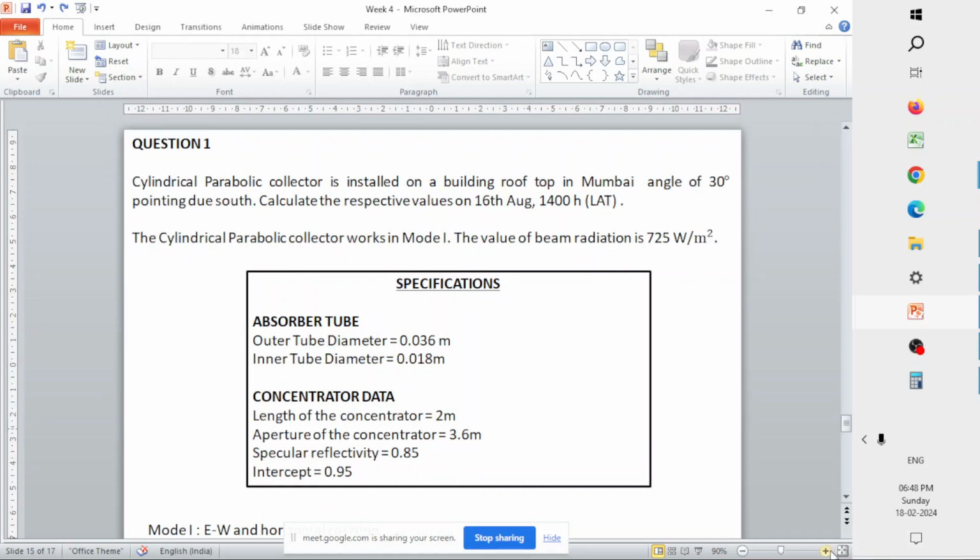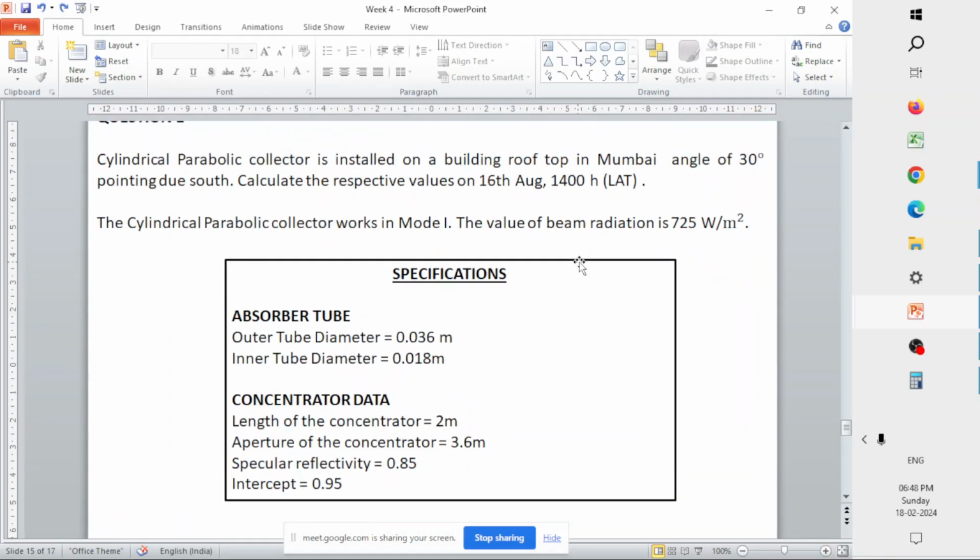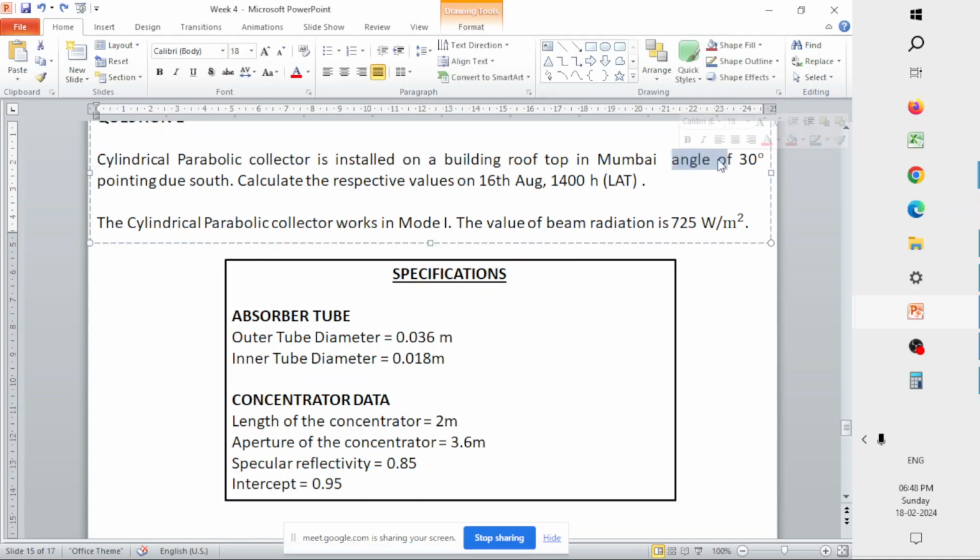So the question is, a cylindrical parabolic collector is installed on a building rooftop in Mumbai, at an angle of 30 degrees pointing due south. Calculate the respective values on 16th August, 14 hours local apparent time. And it's also written that your cylindrical parabolic collector works in mode 1.